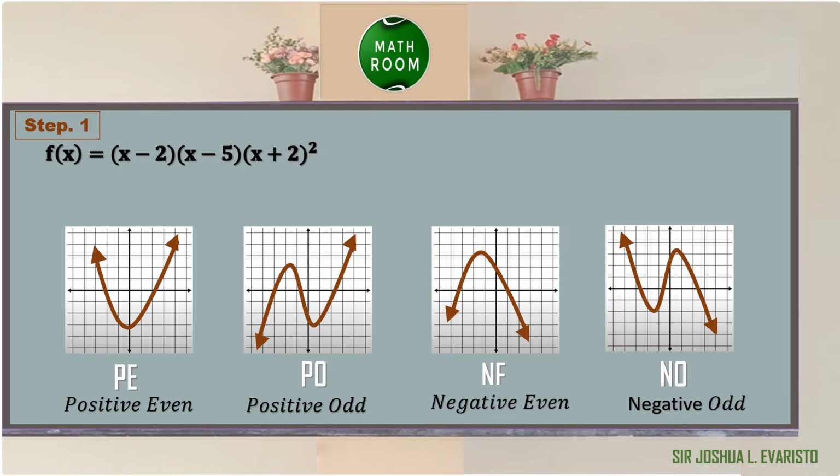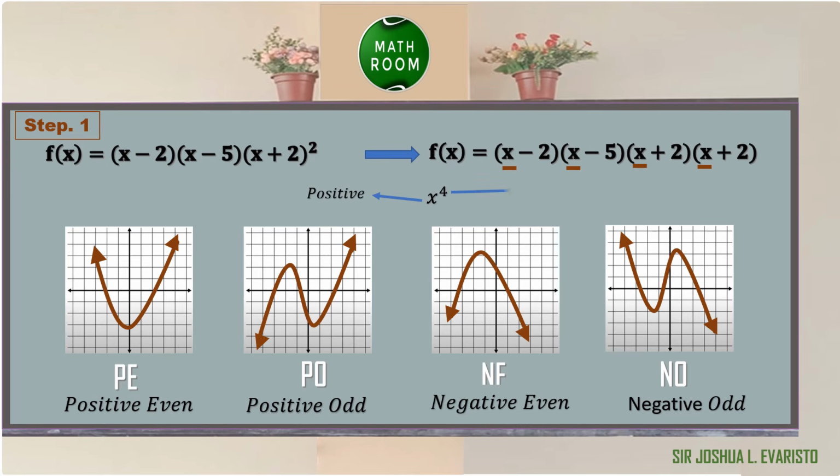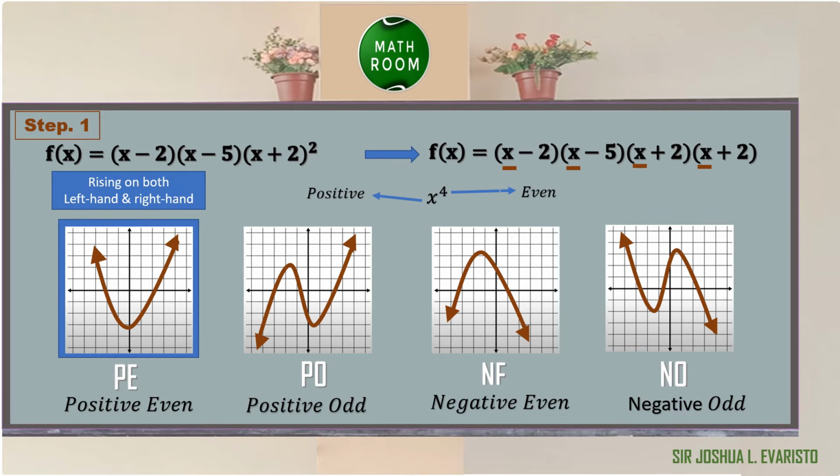First, we're going to factor the polynomial function and multiply all the variables to get the leading term. x times x times x times x will give us x raised to 4. Therefore, we can see that the leading coefficient is positive and the degree is even. Therefore, the graph of the polynomial function looks like PE, or positive even, which makes the end behavior rising on both left hand and right hand.